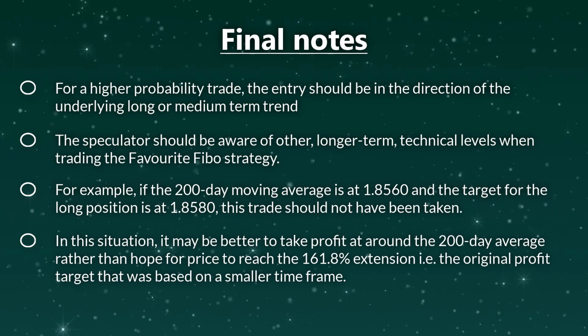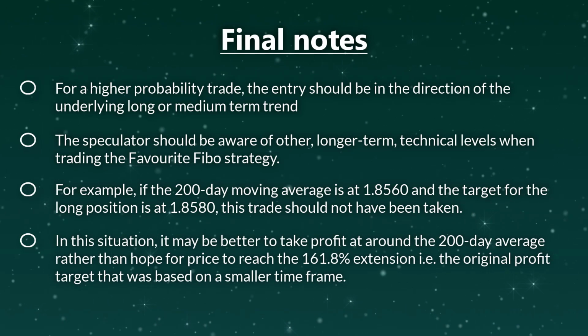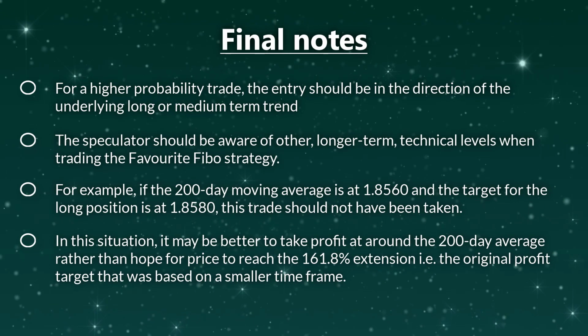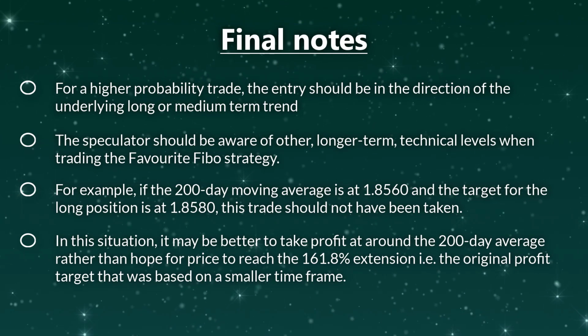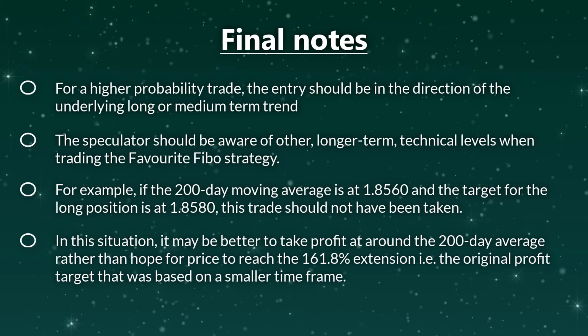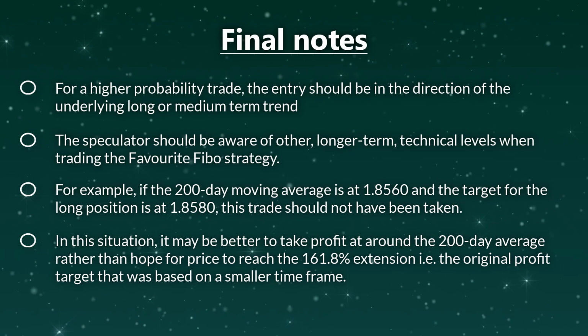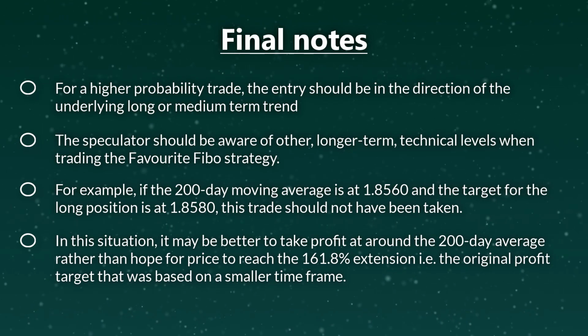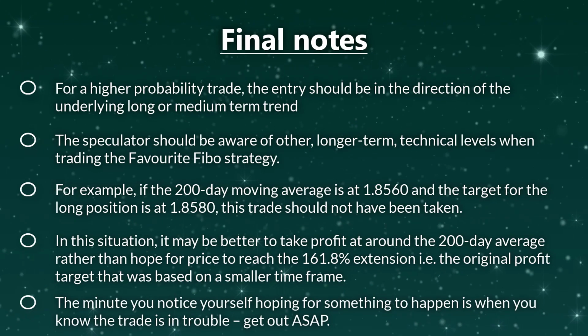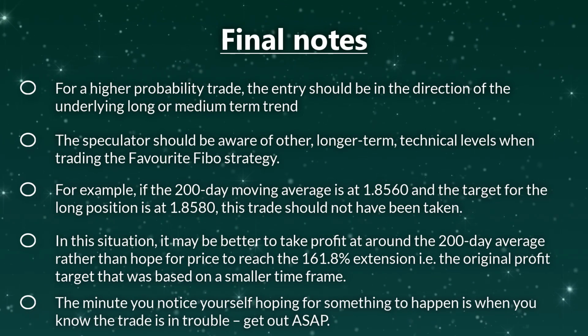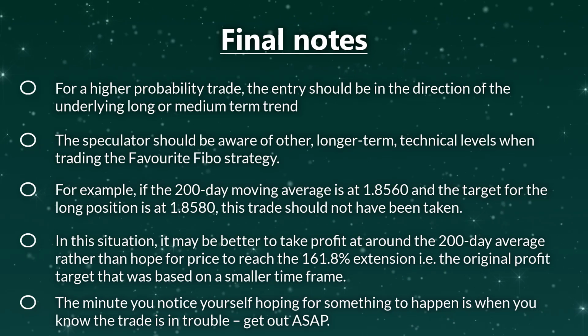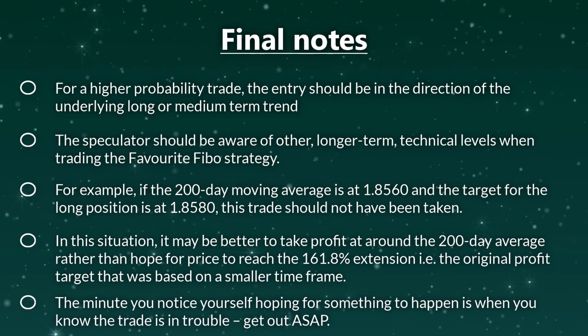In this situation, it may be better to take profit at around the 200-day average rather than hope for price to reach the 161.8% extension, that is the original profit target that was based on a smaller time frame. The minute you notice yourself hoping for something to happen is when you know the trade is in trouble. Get out as soon as possible.